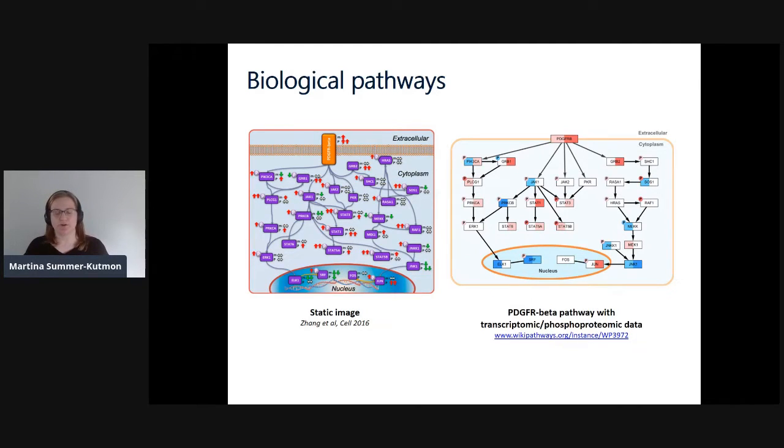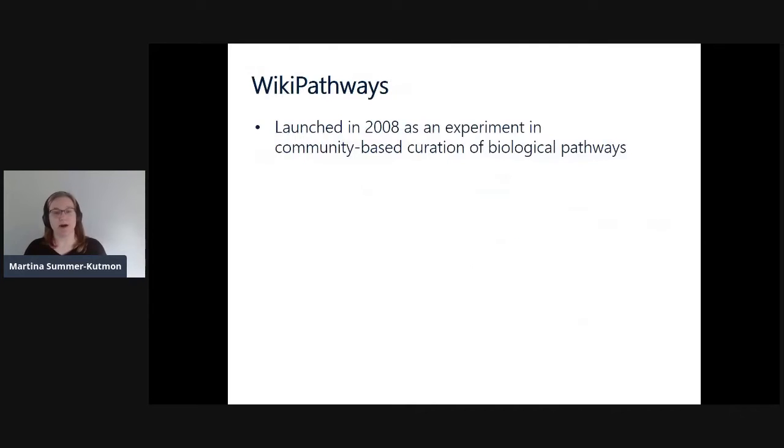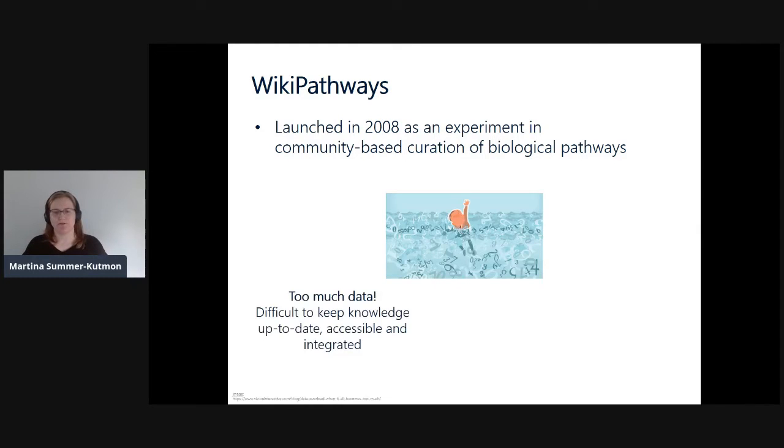And this is the reason why all these pathway databases started. WikiPathways is one of the commonly used pathway databases. It was launched in 2008 as an experiment in community-based curation of biological pathways. Already back then, and I'm sure we can all agree it's even worse nowadays, there were so many publications that it's really difficult to keep knowledge up to date, accessible, and integrated.